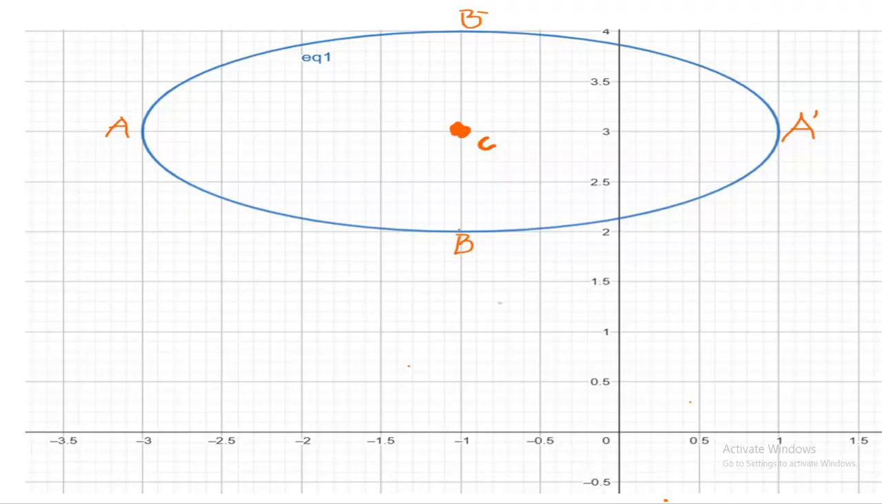Look, the center is at minus 1, 3. Here it is. Here we have the vertices A and A prime, and the co-vertices are also labeled here. So (1, 3) and (minus 3, 3), everything is labeled here. So in such a way you can determine and sketch the graph.